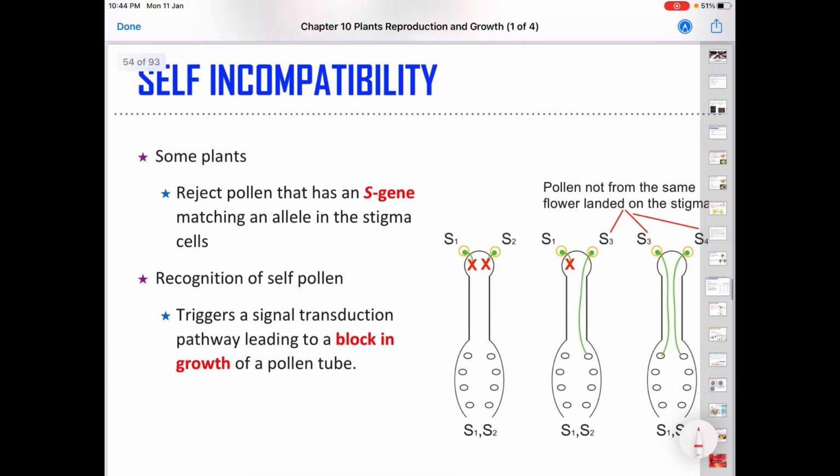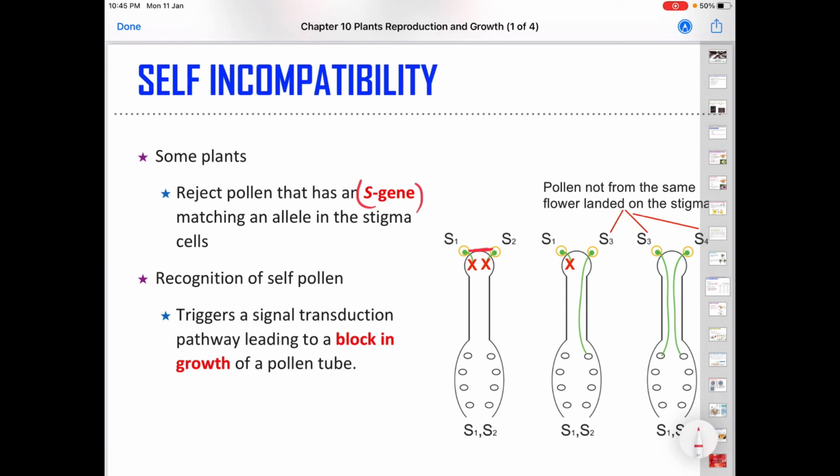Some plants reject pollen that has the S gene. The S gene is the genetic material contained inside the pollen. So this plant can detect the presence of an S gene which does not match the stigma cell. This is the stigma. On the stigma there is a molecular detector that can detect this S gene. If the S gene is present on that particular pollen, the stigma will reject that pollen.